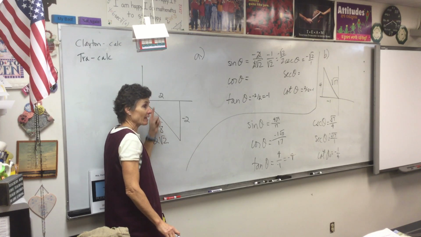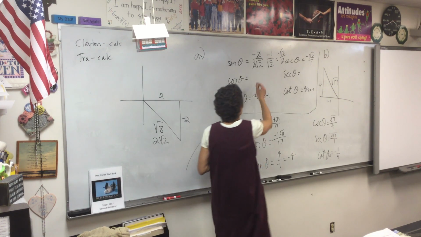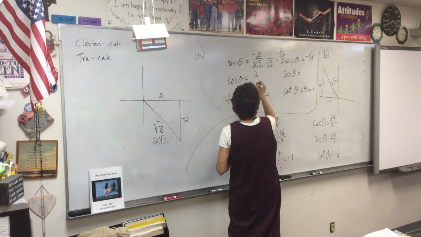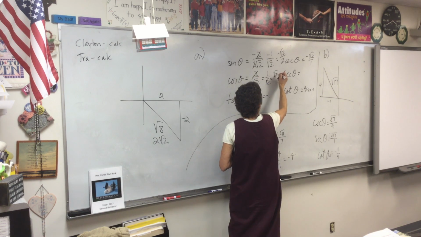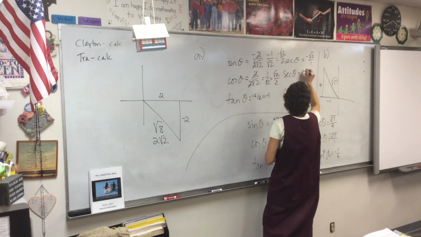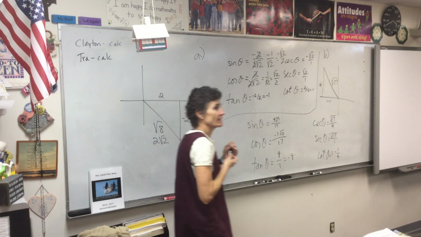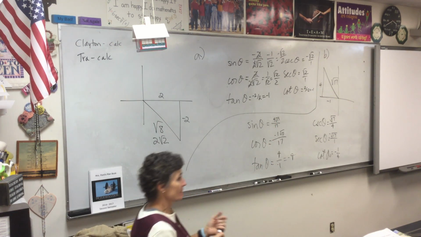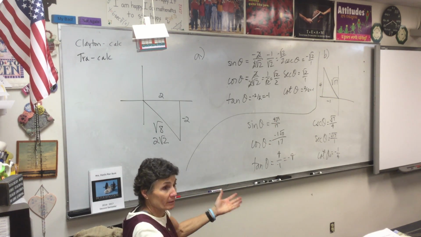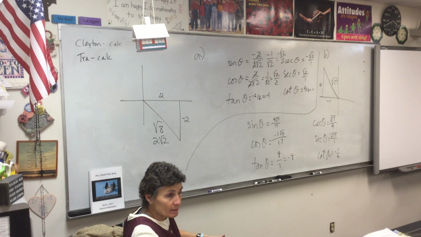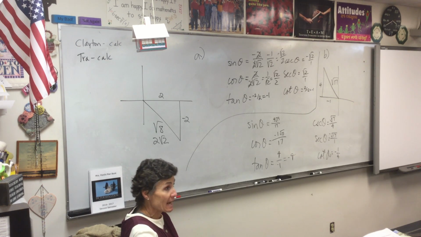Cosine is going to be exactly the same thing, only it's positive. So 2 over 2 root 2, those cancel. 1 over root 2, root 2 over 2. So Gabby had exactly the correct answers. She just didn't simplify her root 8, which apparently none of you did either. And we want to make sure we simplify any radicals that simplify.